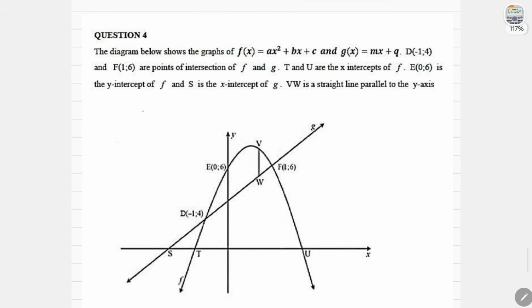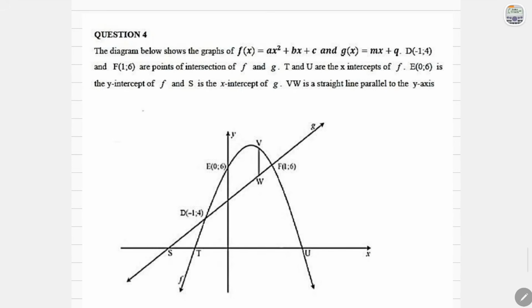Question 4 says, the diagram below shows the graph of f of x, which is a parabola, and it's a concave down parabola, and g of x, which is equal to mx plus q, which we can see is a straight line.